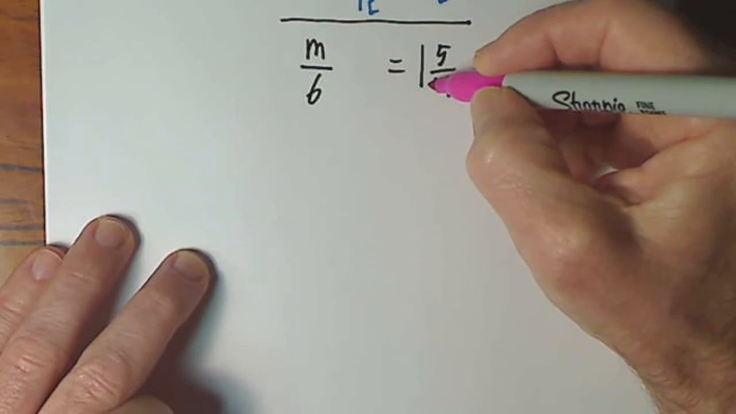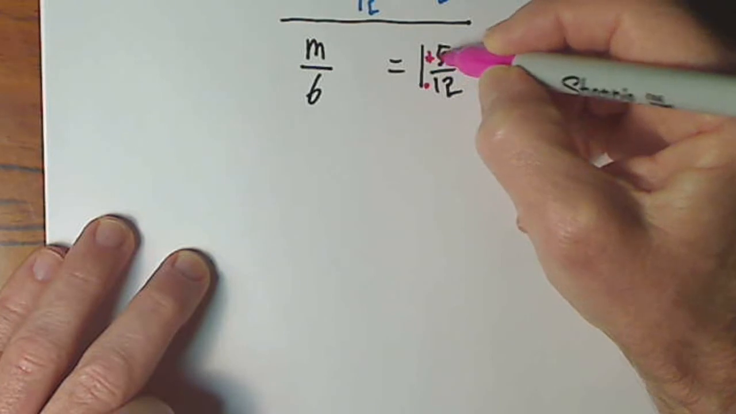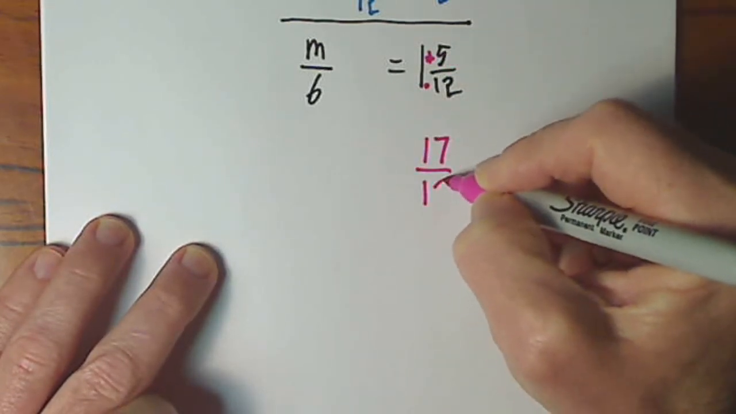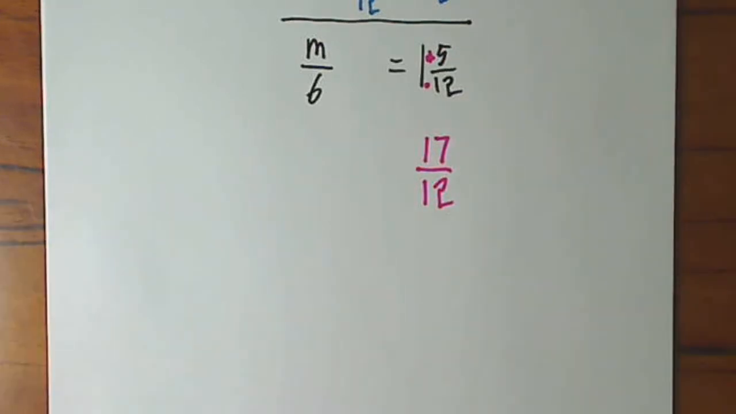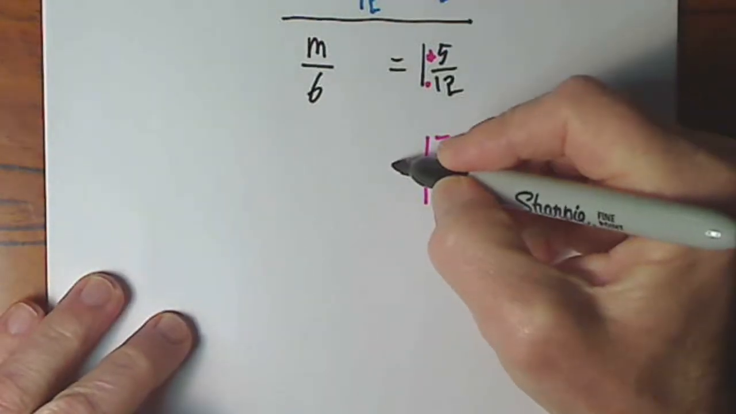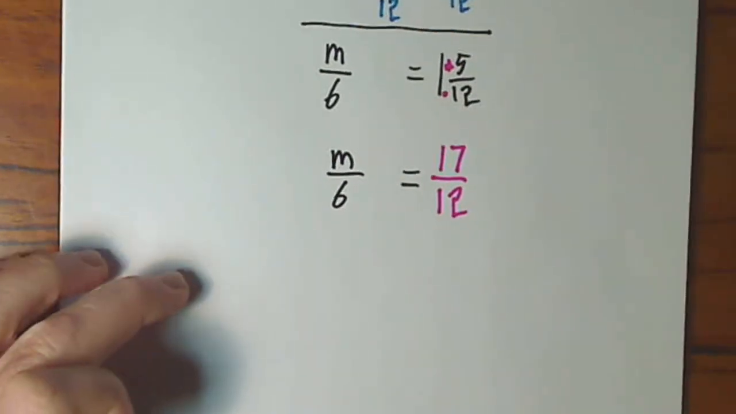Alright, turn it into an improper fraction. 12 times 1 is 12, plus 5 is 17 over 12. So all I did was change 1 and 5/12 to an improper fraction. Whoops, need a black marker here. And this part stays the same, m over 6.